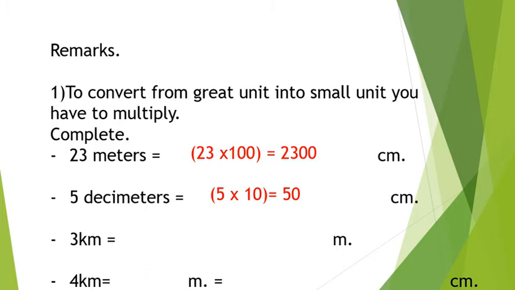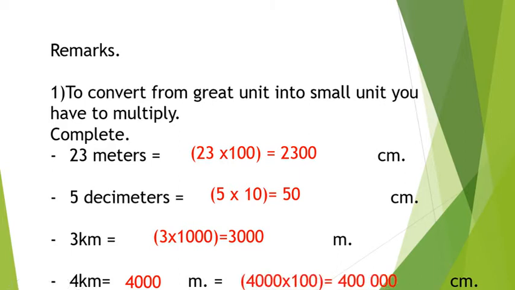3 kilometers equal how many meters? 1 kilometer equal 1000 meters. Then 3 kilometers equal 3000 meters. 4 kilometers equal how many meters? Equal 4000 meters. 4000 meters equal how many centimeters? To convert from meter into centimeter, you have to multiply by 100. Then 4000 meters equal 400,000 centimeters.